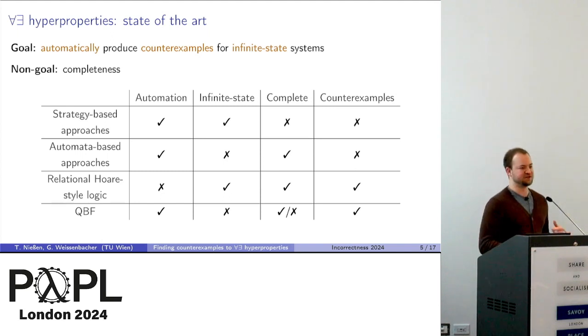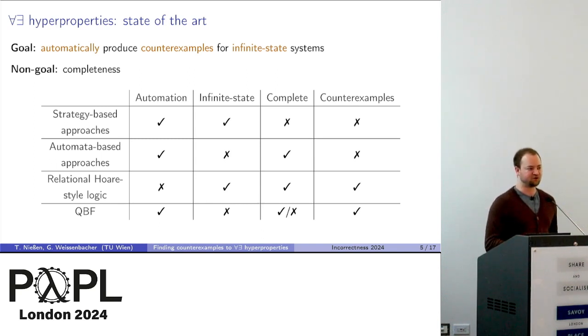This is inherently incomplete because the existential players cannot see the future of the universal players. There's a way using prophecy variables to make this complete, but then it really doesn't scale anymore. It effectively becomes useless. Then there are automata-based approaches, which are great. They are very convenient, but they simply do not work for infinite state systems. They are strictly limited to finite state systems.